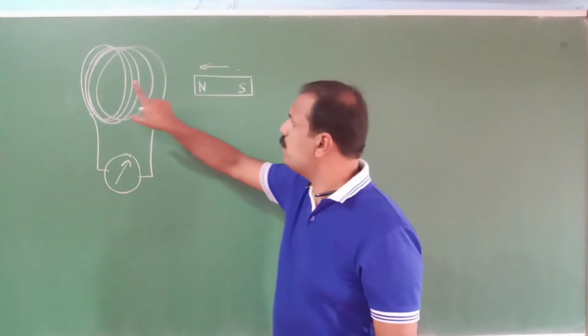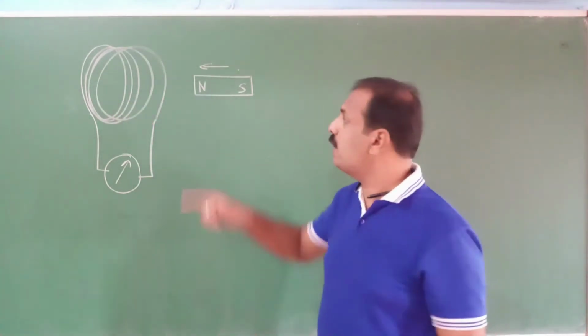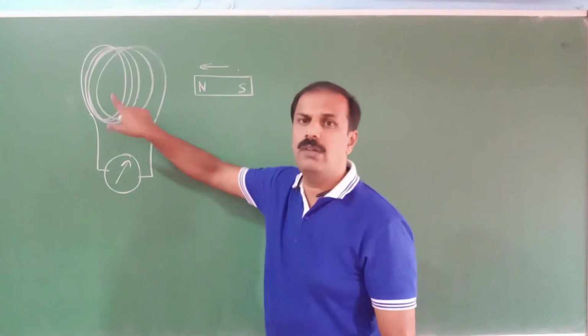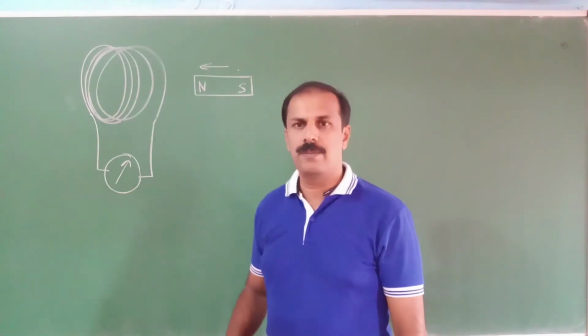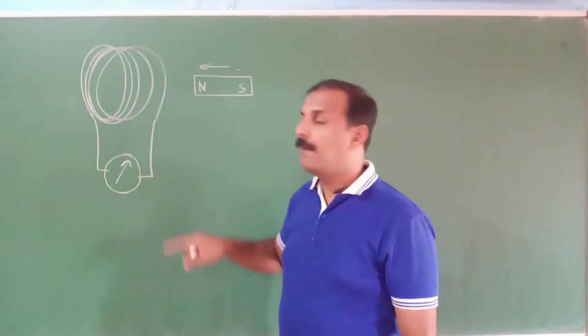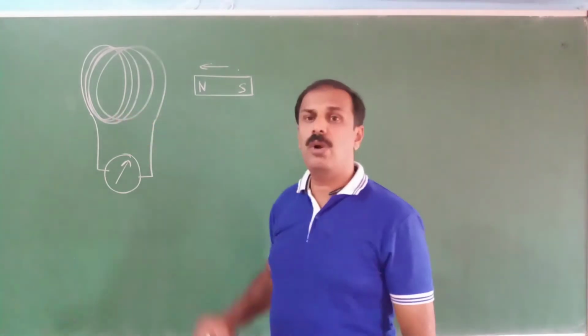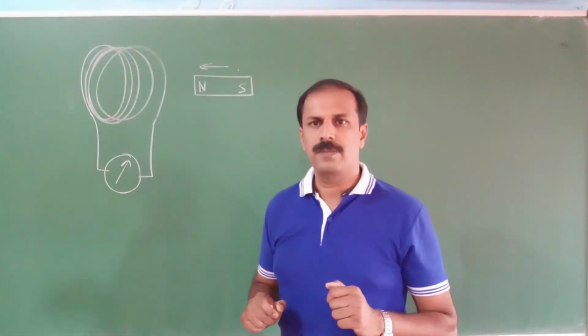But if you keep this magnet inside this one without any movement, that's also possible. You can just keep this magnet inside the coil without any movement. In that case, it will not show any deflection. So the movement of the magnet produces a current, but if you keep it inside, it will not show any deflection. So this is the first part of the experiment.